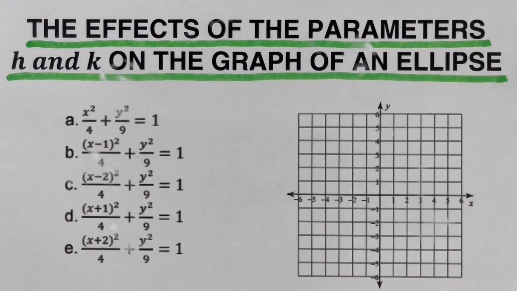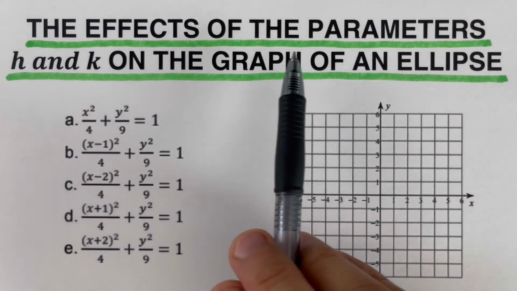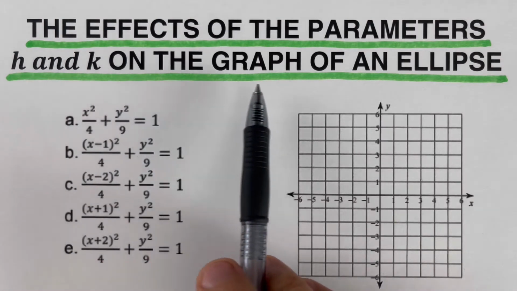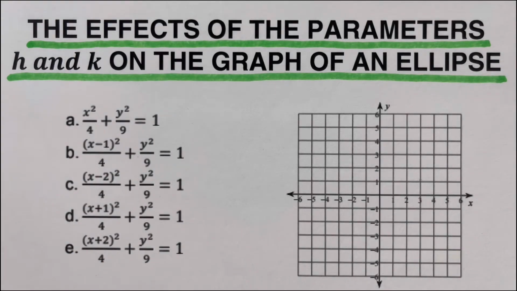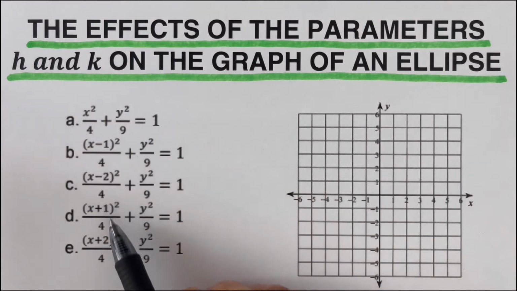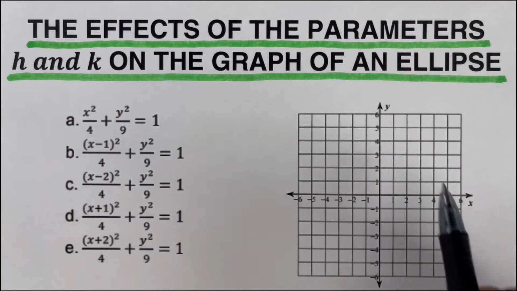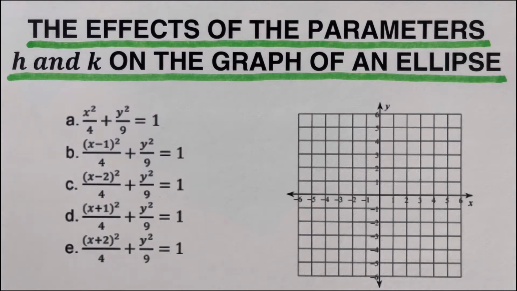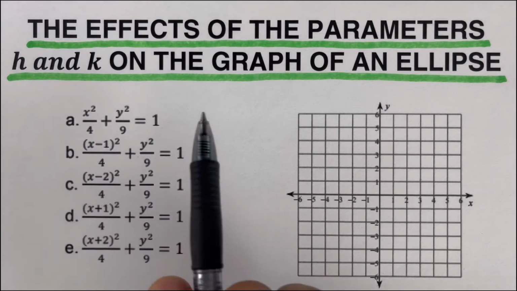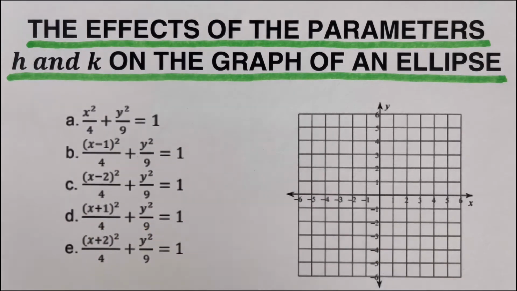Everyone, in this video we're going to focus on the effects of the parameters h and k on the graph of an ellipse. I would encourage you to watch the video that talks about how to graph an ellipse so you can get a better understanding on how these equations that we have here are graphed on this x and y axis, because in this video we're going to focus on the effects of the parameters h and k on the graph of an ellipse.